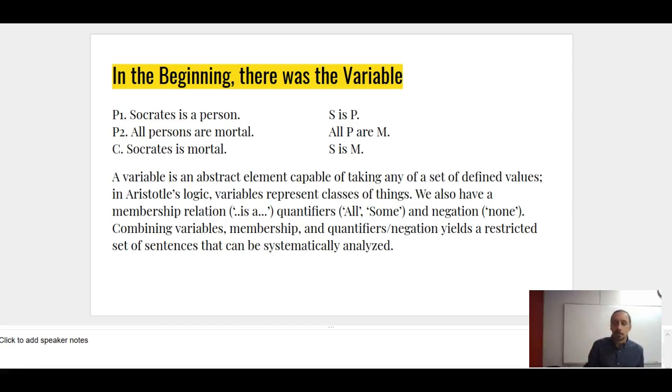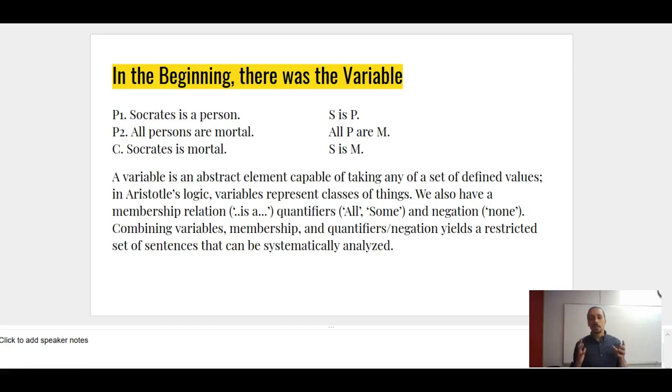We also have a membership relation, is. So a class could be a member of a different class. We also have quantifiers, all, some. And finally a negation, none. So if we combine variables, membership, quantifiers, and negations with a specific syntax, a specific form, we yield a restricted set of sentences that can be systematically analyzed.